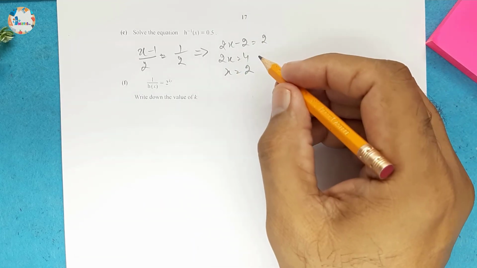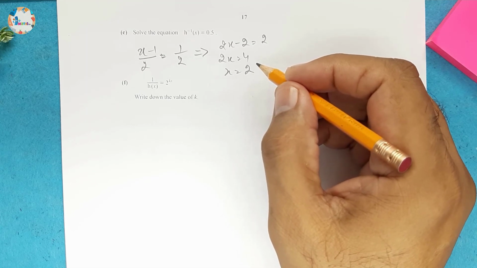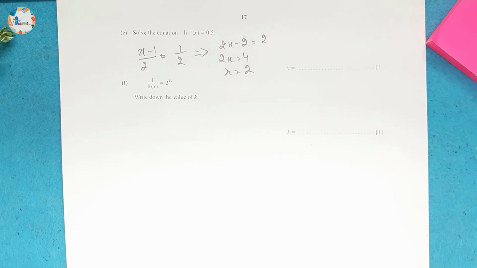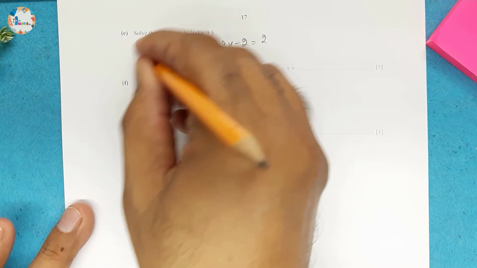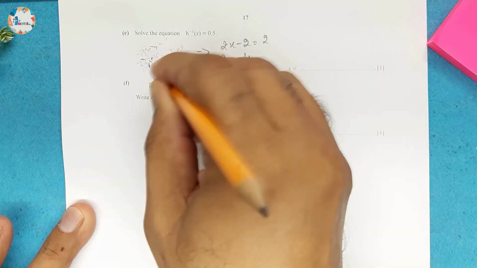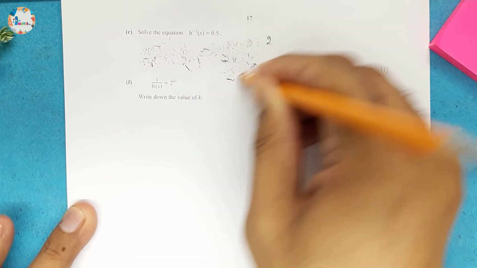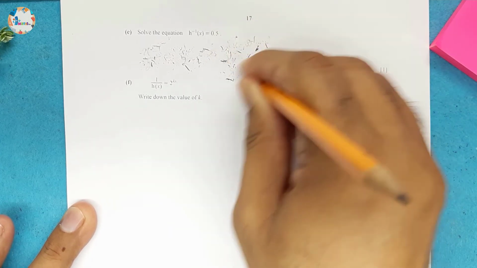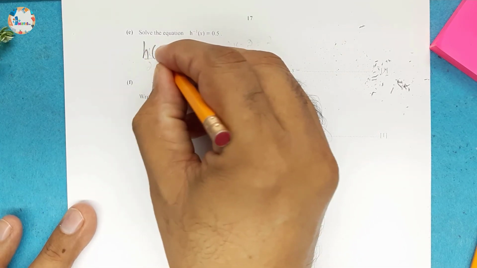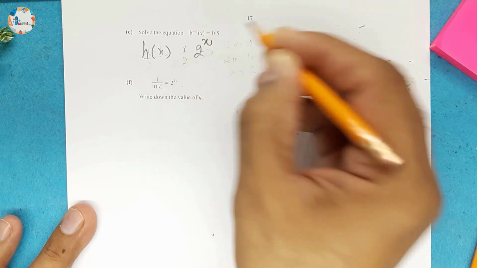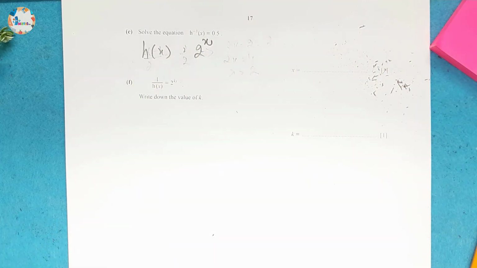Basically, that was f inverse of x which we found in part C, but in this part they are saying h inverse of x. So for h inverse of x, first we will take h of x. H of x is provided as 2 raised to the power x, and we have to use this one.